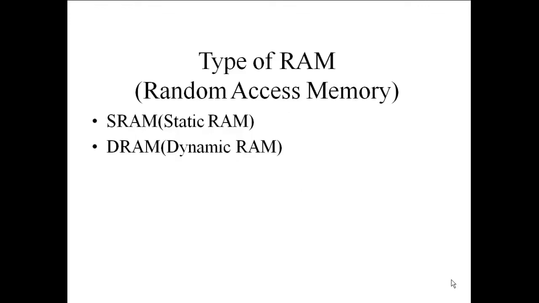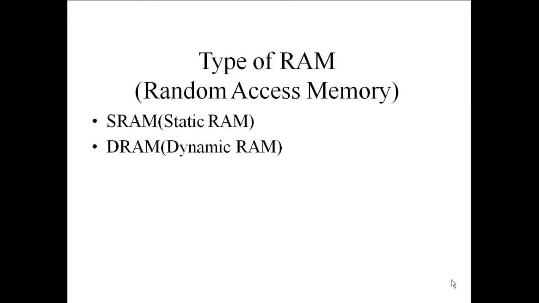Then the types of RAM: generally two types of RAM are considered. One is called SRAM, the static RAM, and the other is called dynamic RAM. The static RAM can store the data statically, whereas in the dynamic RAM, which is another type of RAM, the data have to be restored frequently. So in this way it is called dynamic RAM. Both types of RAM are considered to construct the main memory. SRAM is one type of RAM, and DRAM is another type of RAM.